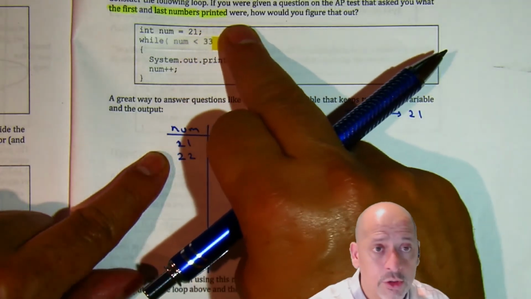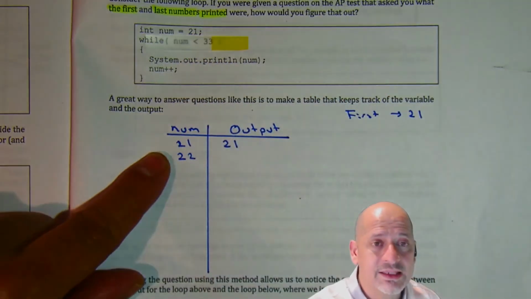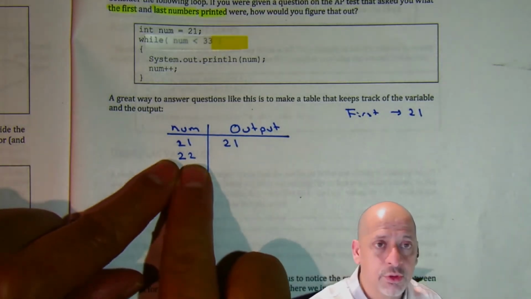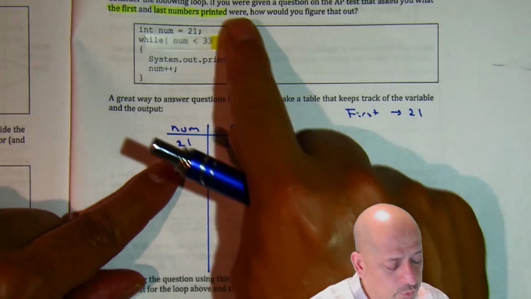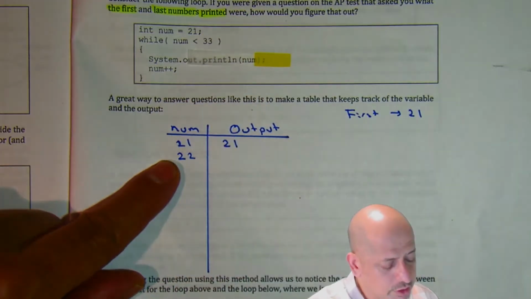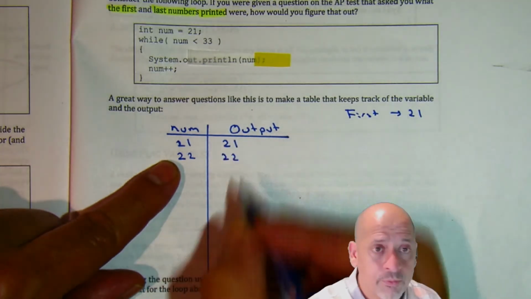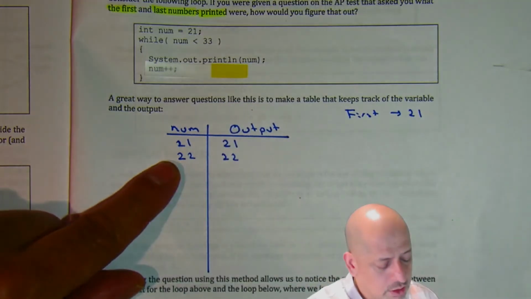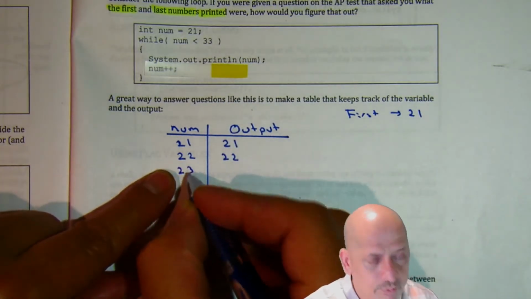We're going to go to another iteration. So we're going to say, is the number less than 33? 22 is less than 33. That's a true statement. So therefore, we are going to continue. And now we're going to print it. 22. We go to the next statement, which is add 1, and that'll be 23.